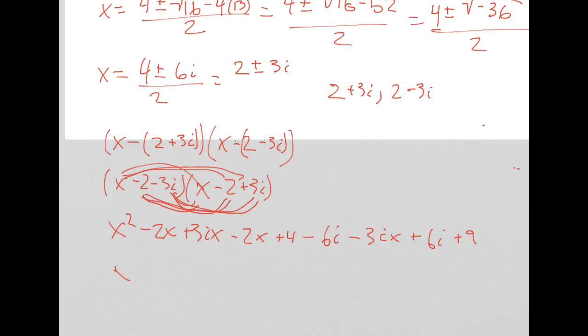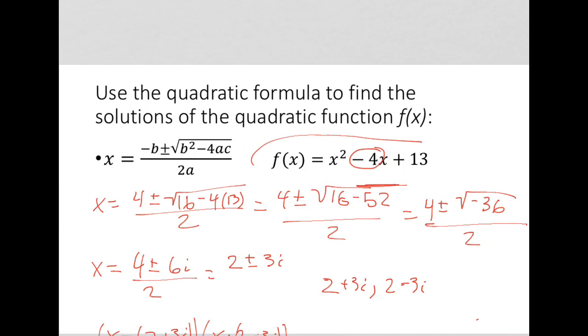And let's simplify this. x squared minus 2x minus 2x gives me minus 4x. Positive 3ix and a negative 3ix cancel out. Negative 6i and a positive 6i cancel out. And I'm left with 4 plus 9, which is 13. Which is what we started with.